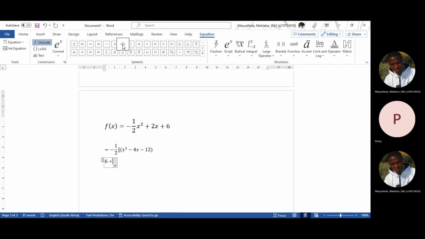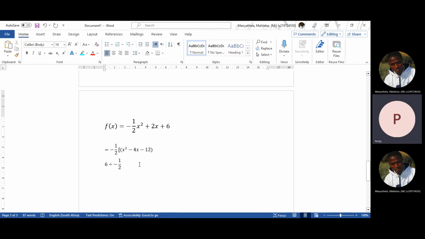You use this divide on your calculator, minus 1 over 2. Then what do you get? That's why it doesn't even matter which one you use. Don't panic. I'm not getting minus 3, minus 12. My problem could be the divide sign, the one between 6 and minus 1 over 2. You must be very careful of what you're doing, because one wrong move gives a wrong answer.